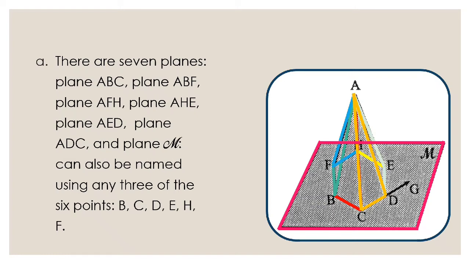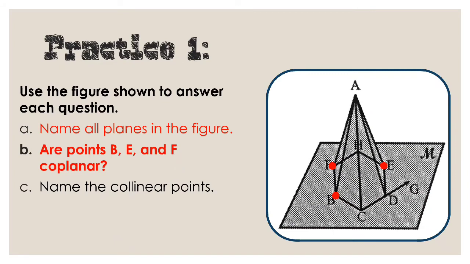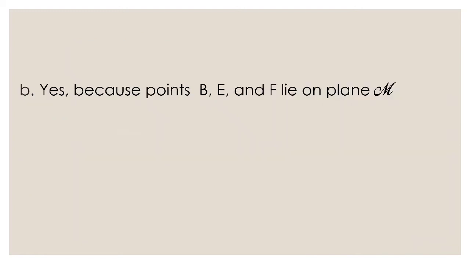Okay, if you got it all correct, let us proceed with task B. You're going to answer the question: are points B, E, and F coplanar? Again, when we say coplanar, they are points that lie on the same plane. So in the figure, are points B, E, and F lying on the same plane? Okay, the answer is yes, because points B, E, and F lie on plane M.